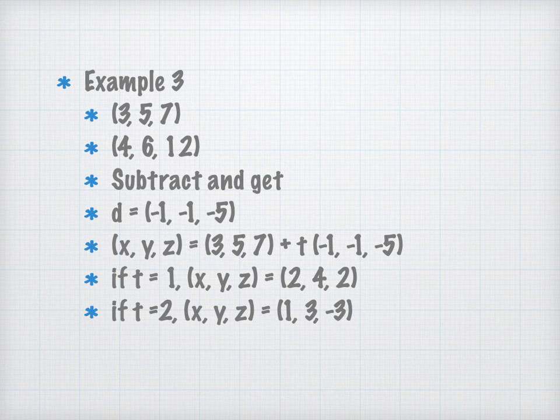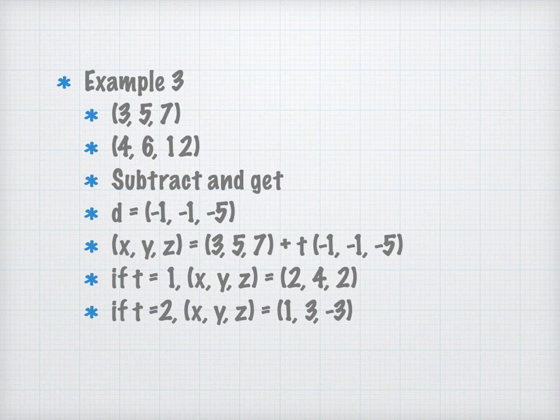If t is 2, then you multiply everything by 2. So you have -2, -2, -10. 3 minus 2 is 1. 5 minus 2 is 3. 7 minus 5 is -3. So that's 2 more points on the line. And you could plug in any other t you wanted to and get more points on this three-dimensional line.